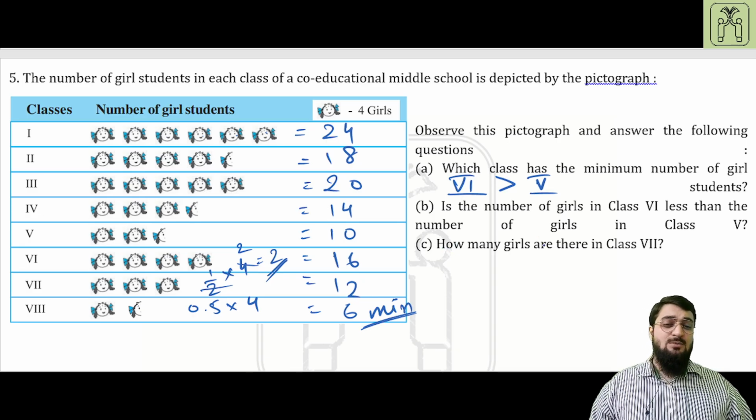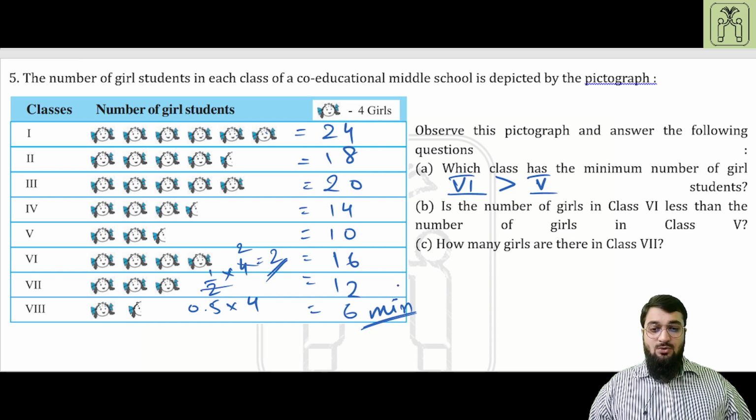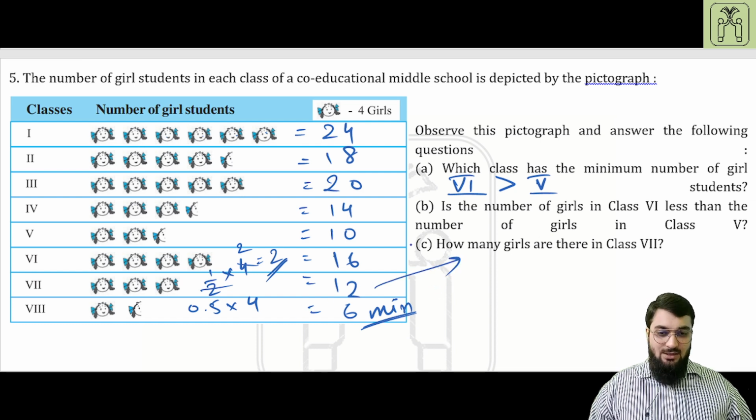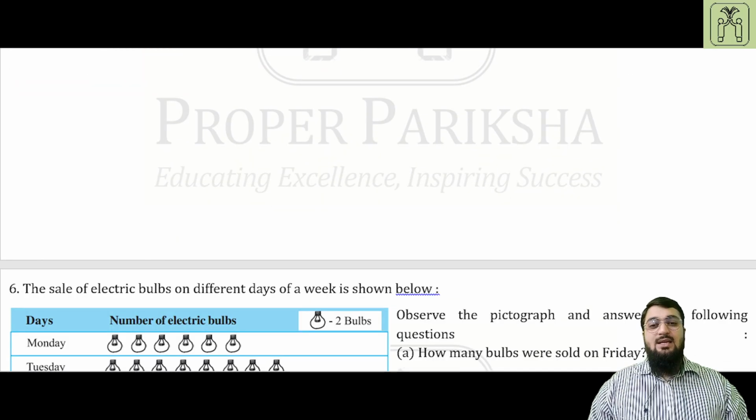Part C, how many girls are there in class 7? So class 7 is equal to 12 and that will be the answer. Coming to the next question.